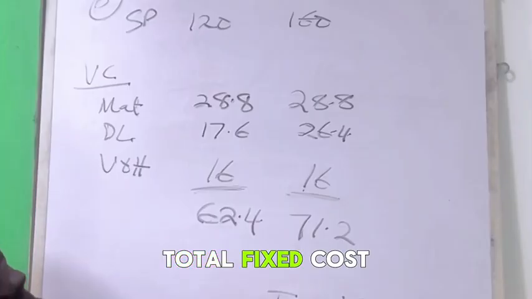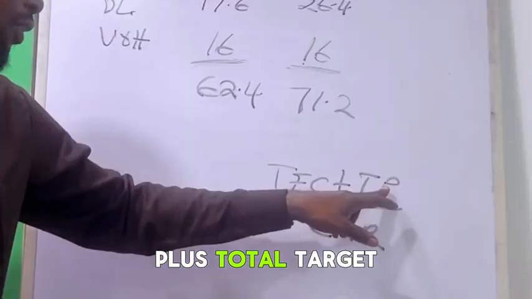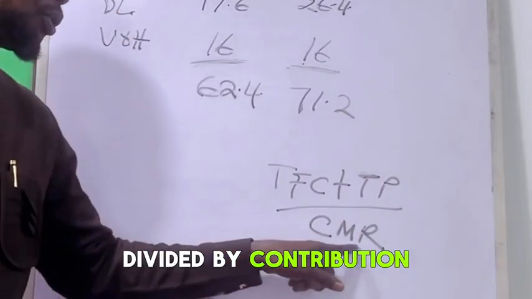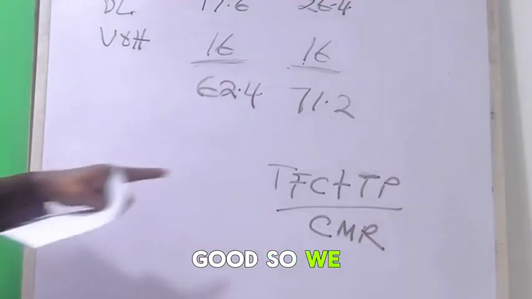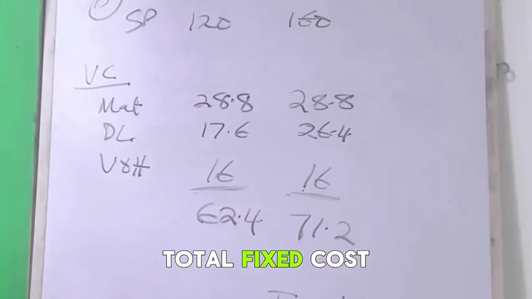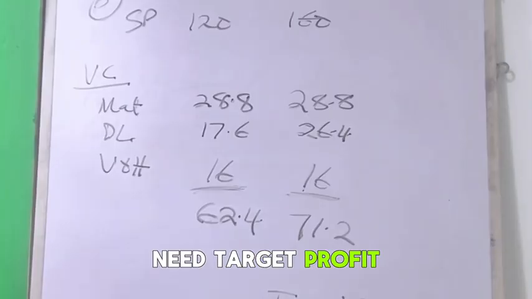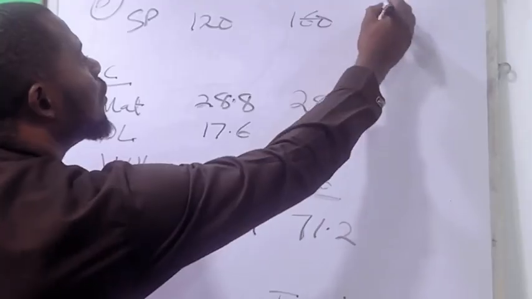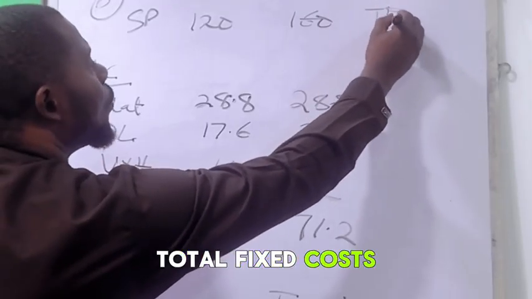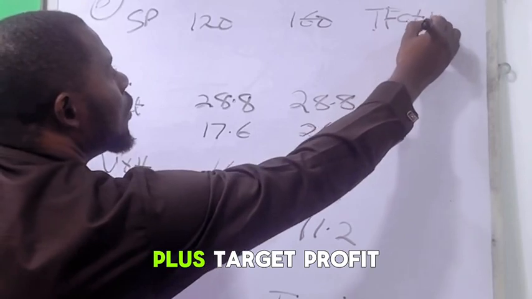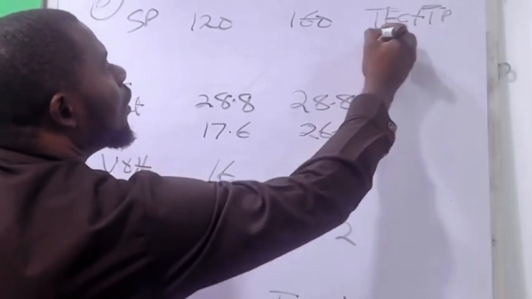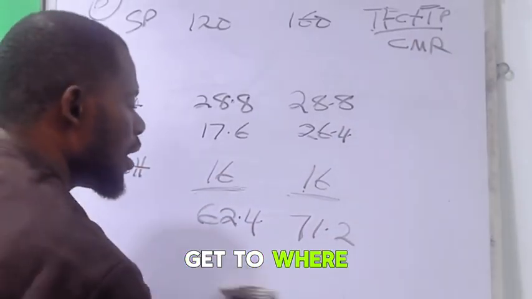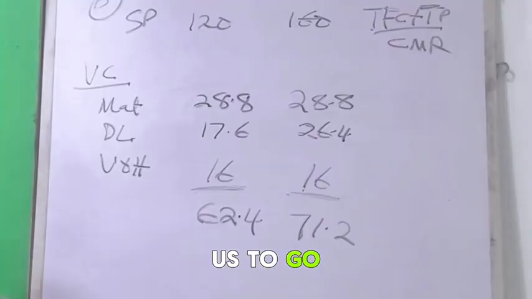So we have total fixed costs plus total target profit divided by contribution margin ratio. Good. So we need contribution margin ratio and we need total fixed costs and we also need target profit to do this. So let me write it somewhere. Let's say total fixed costs plus target profit all over contribution margin ratio. This is what we need to get to where the examiner wants us to go.